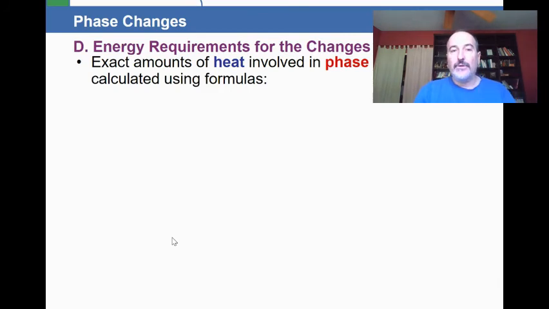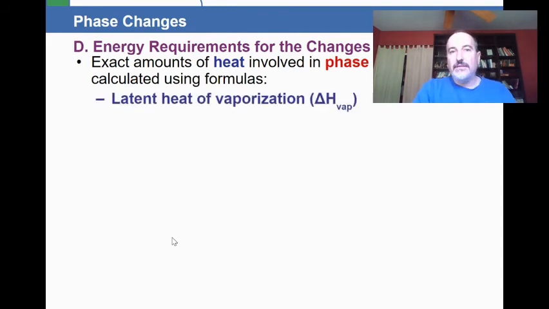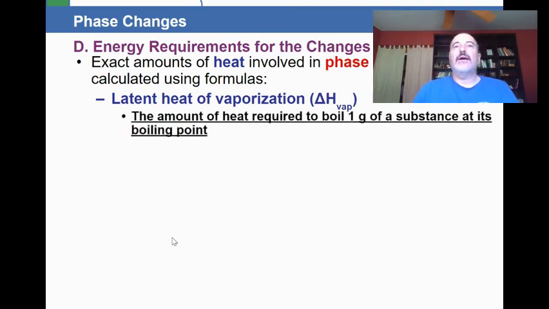The more mass, the more energy required, times two possible variables called the latent heat of vaporization or the latent heat of fusion. I'll get to it in a second. But anyways, the latent heat of vaporization. Now, this is simply like specific heat capacity. It is the amount of heat required to boil 1 gram of a substance at its boiling point. And the formula for it is simply Q equals m times that variable, okay?